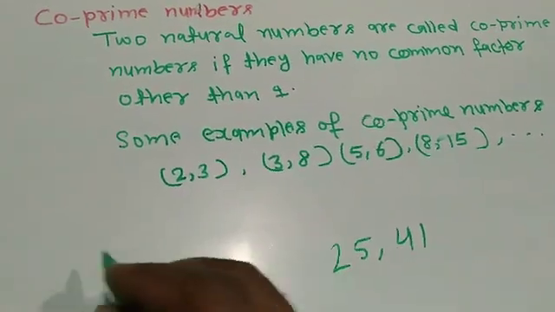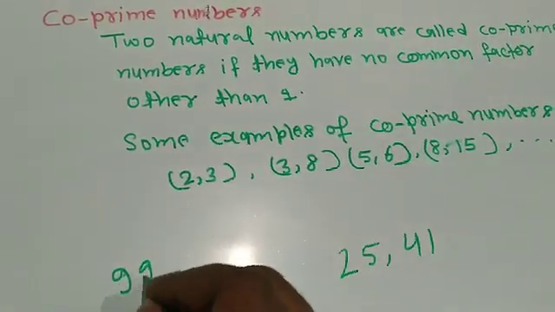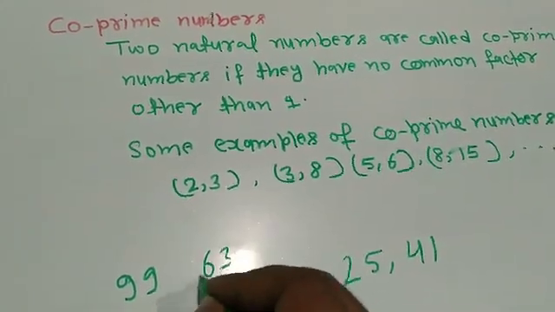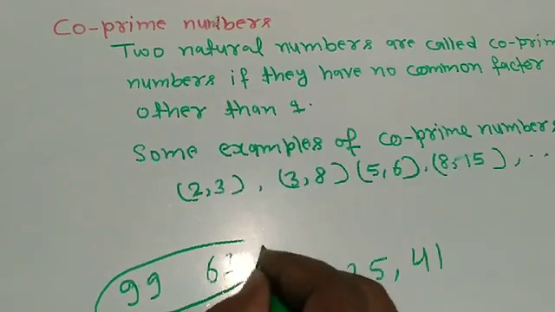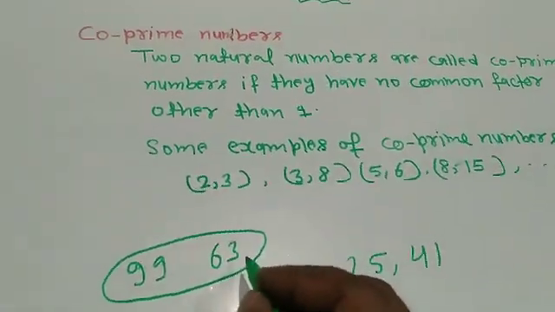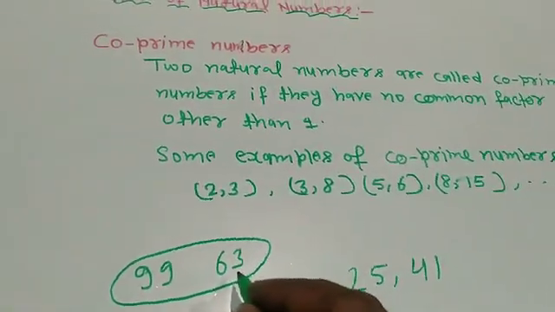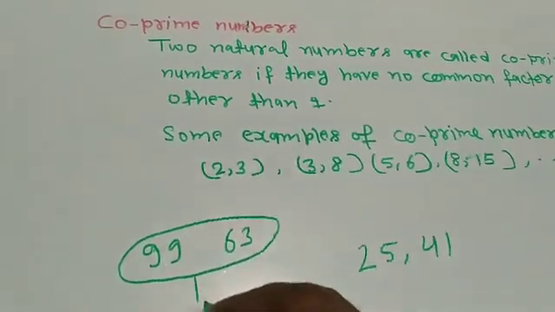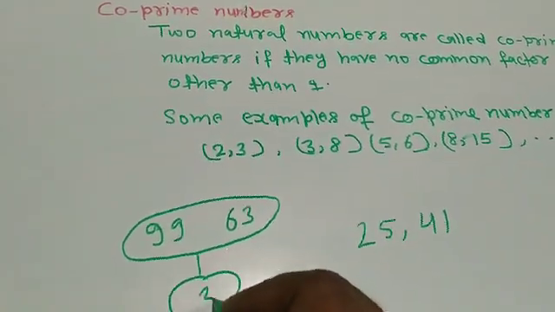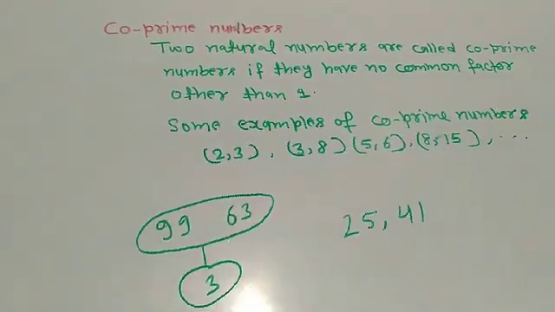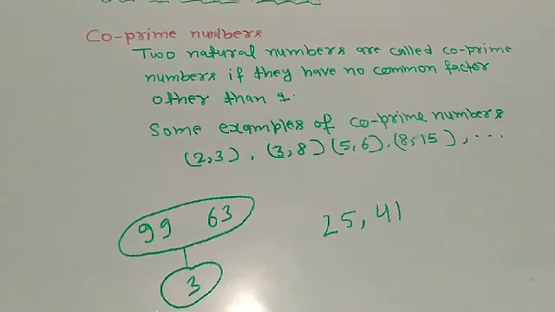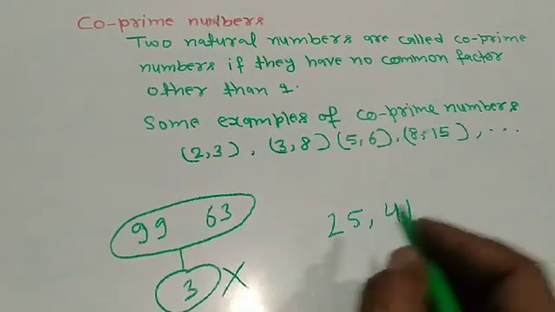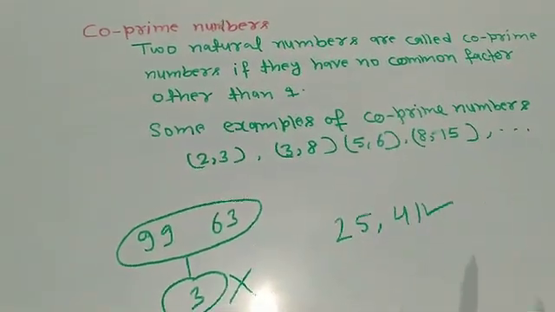Okay, 99 and 63. Are they co-prime numbers? No, they are not co-prime, because they have 3 as a common factor. Clear? So this pair is not co-prime, but the earlier pairs are co-prime numbers.